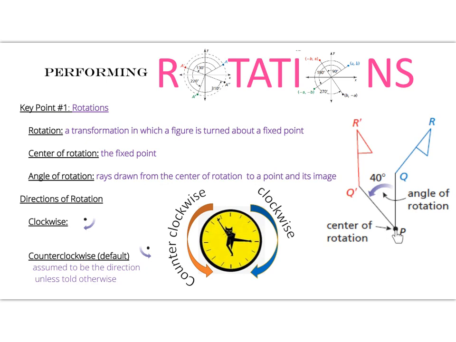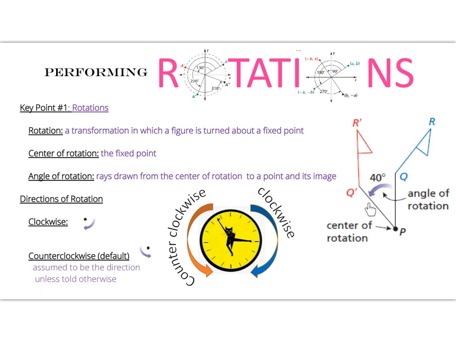Here's the point P, which is acting as the center of rotation. The figure that we're going to rotate, the pre-image, is our blue image, RQ. And we're going to rotate it 40 degrees counterclockwise. Counterclockwise is when you go against the natural reading of a clock. Clockwise goes with the direction of the clock. And going against it would be counterclockwise.